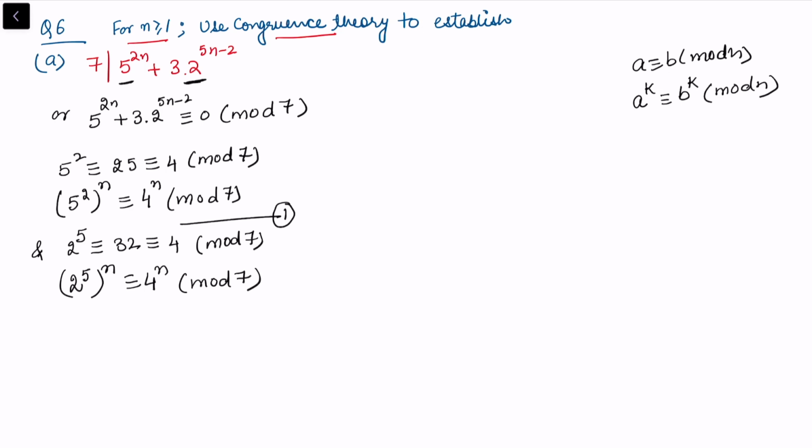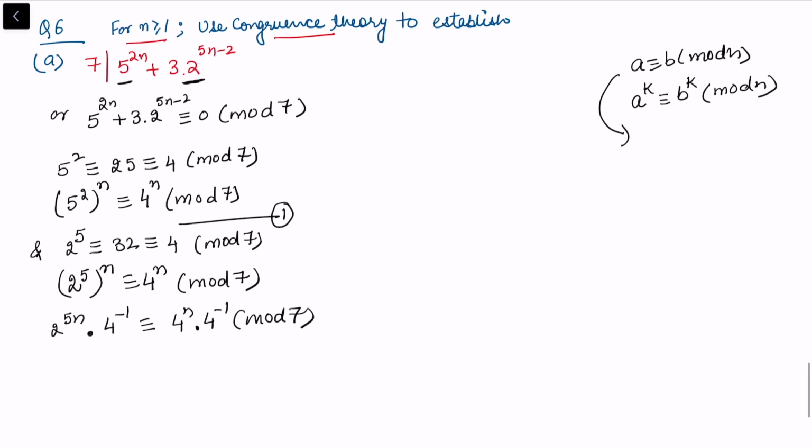Then we notice that for 2 to the power 5n, we can multiply by 4 inverse on both sides. If a is congruent to b, then we can multiply: ac is congruent to bc mod n. This is another property of congruences. And then we can have 2 to the power 5n minus 2, because 4 is 2 square, and so I can take it as minus 2. This is congruent to 4 to the power n minus 1 mod 7.